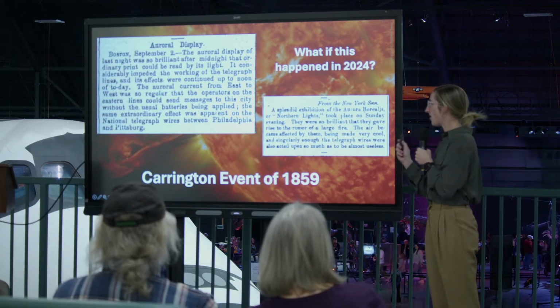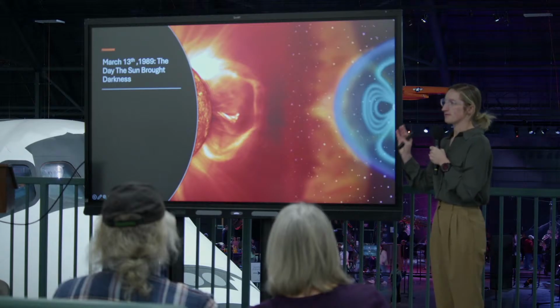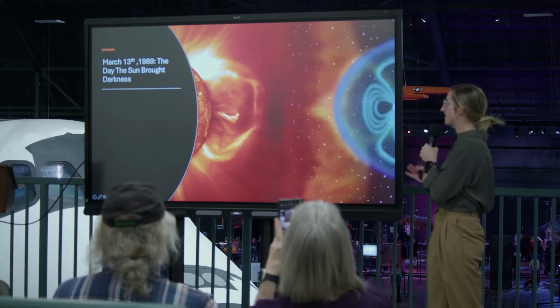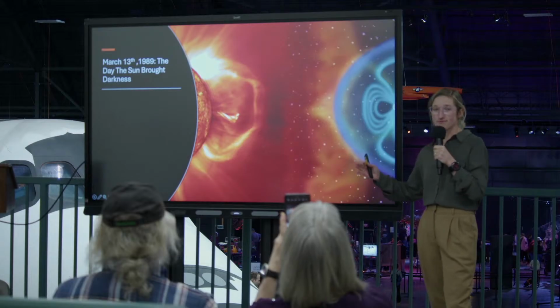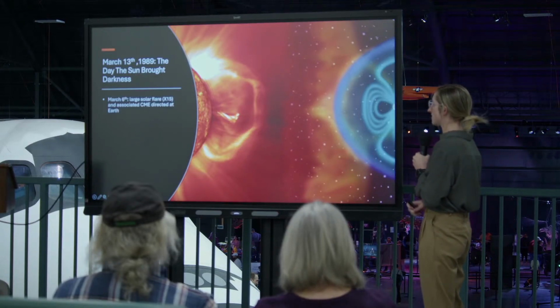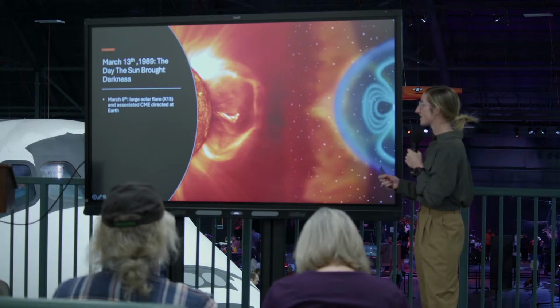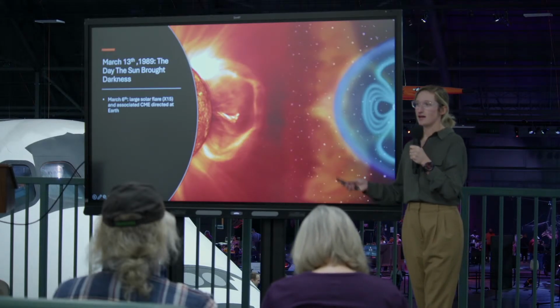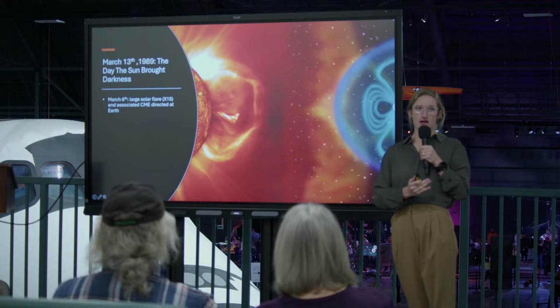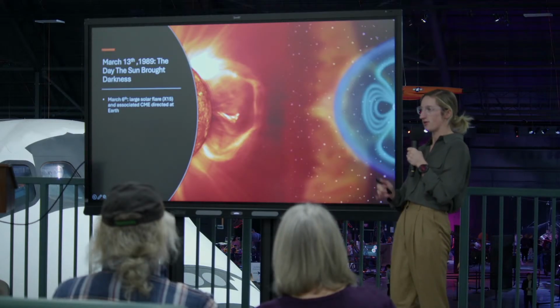And to talk about an event that happened more recently, I'm going to talk about an event that happened in 1989 on March 13th. It is commonly referred to as the day the sun brought darkness. So, start with the timeline. On March 6th, there was a large solar flare. It's categorized as an X15 flare. That is one of the ways, the X-ray flux, that we categorize how strong solar flares are.